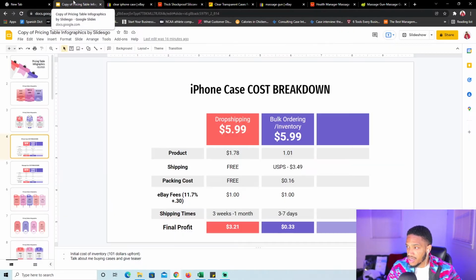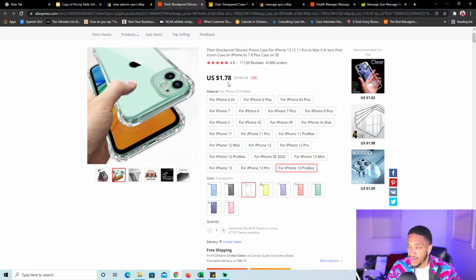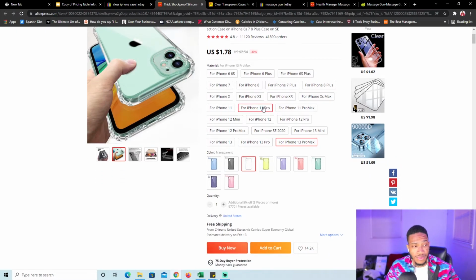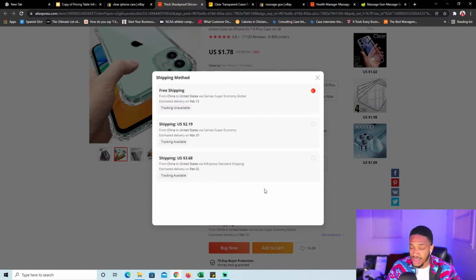Now, when you take that in and you look at where can we source this product? On AliExpress, first thing you see is this iPhone case that's very similar for $1.78. Now, one thing to remember is that AliExpress does not have e-packet shipping anymore, so it makes the shipping times longer than what e-packet already was. So free shipping is February 13th. At the time of me recording this video, it is January 4th. That is your lowest option for free shipping. Your highest is February 2nd for $3.68.